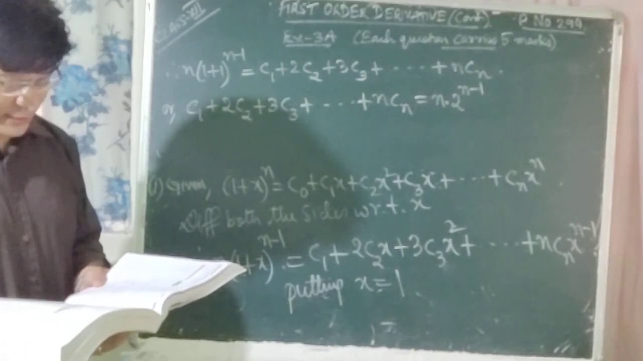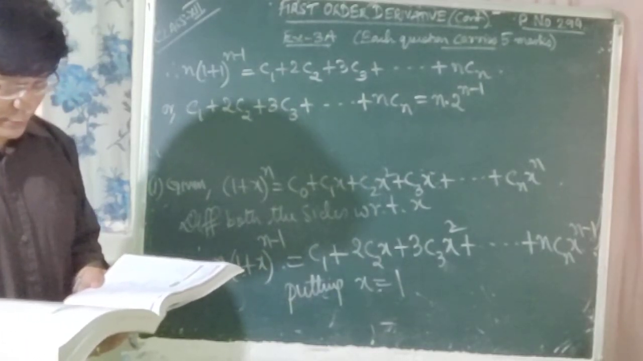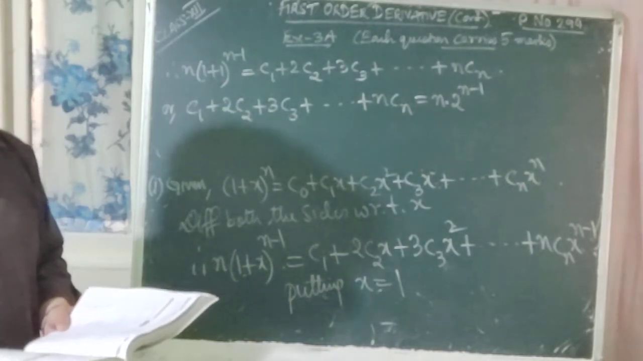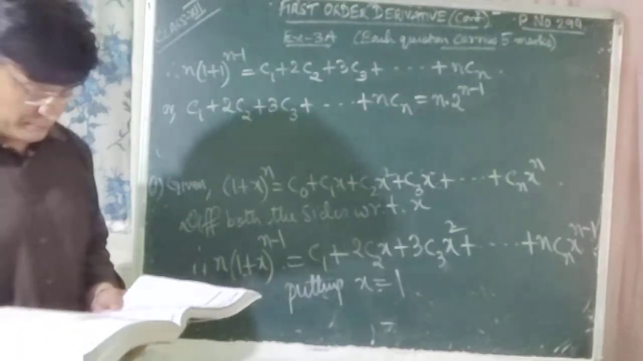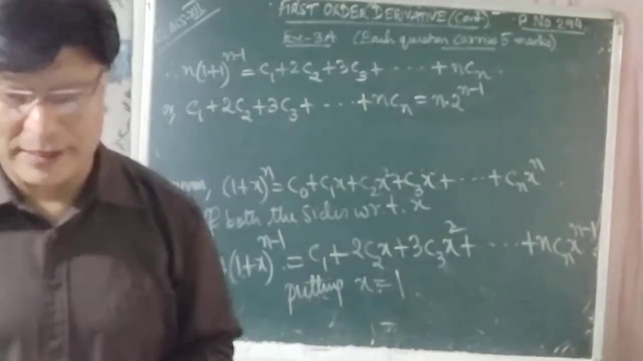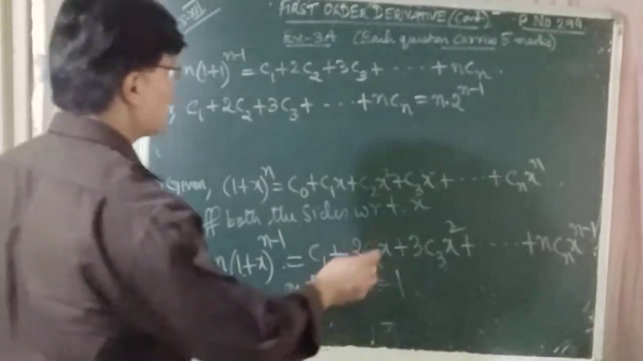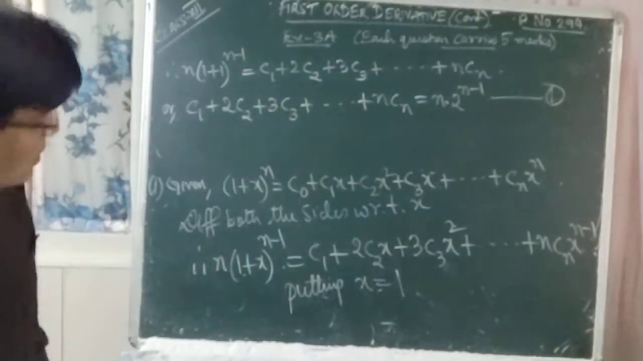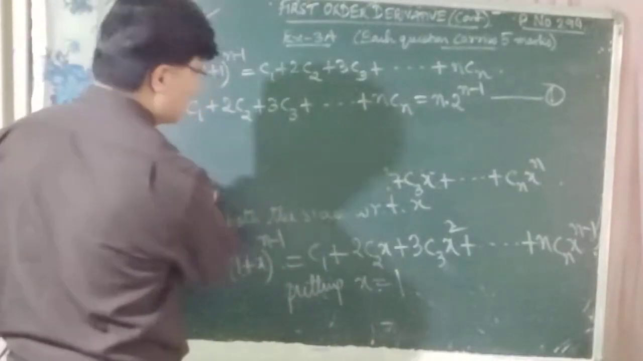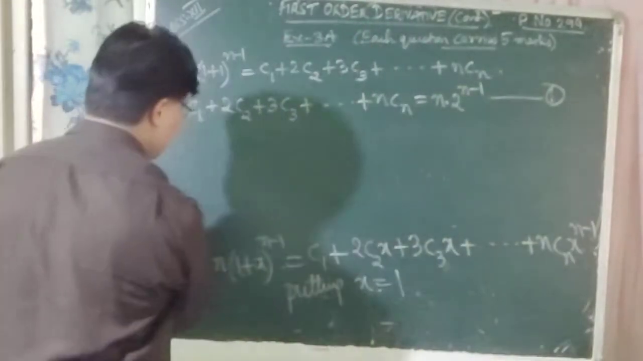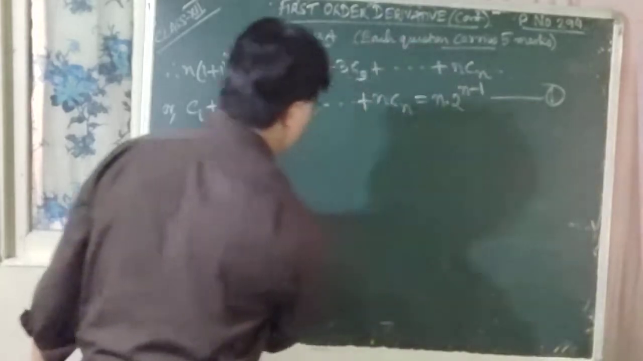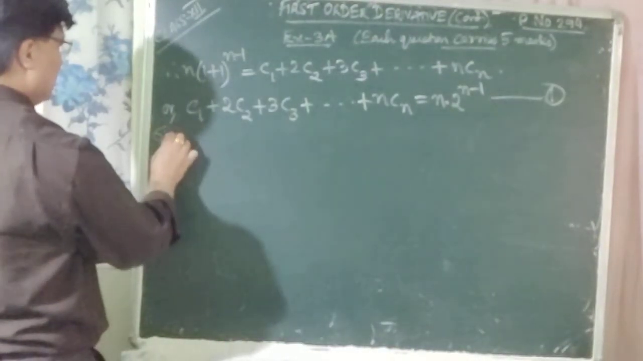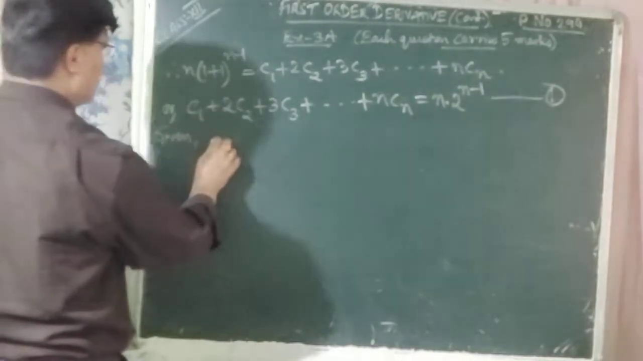I just told you that you have to prove that C0 + 2C1 + 3C2 + ... + (n+1)Cn = (n+2)·2^(n-1), right? So let us mark it number 1. But the given relation is not proved out here, so you have to write down the given again. So let us write down the given part again.